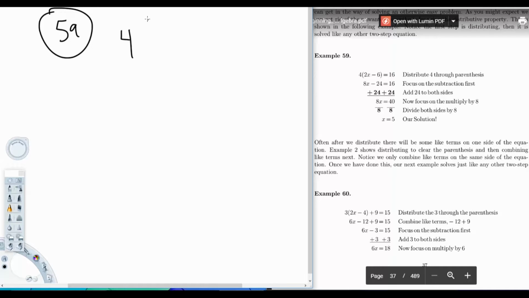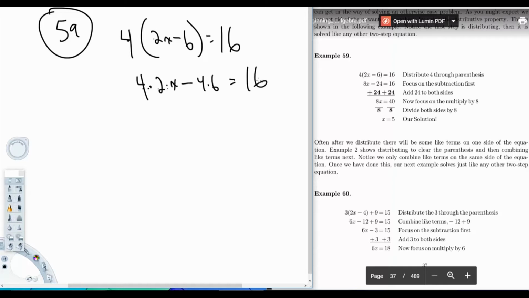So 4 times (2x minus 6) equals 16. What is this saying? 4 times 2 times x, right? Because 2x is really 2 times x. 4 times 2 times x minus 4 times 6. 4 times 6 equals 24. You see how we did that? I did the exact same thing as the other problem.